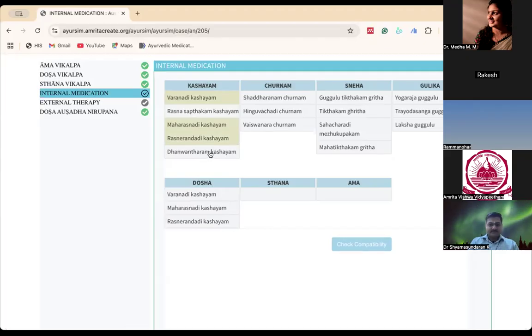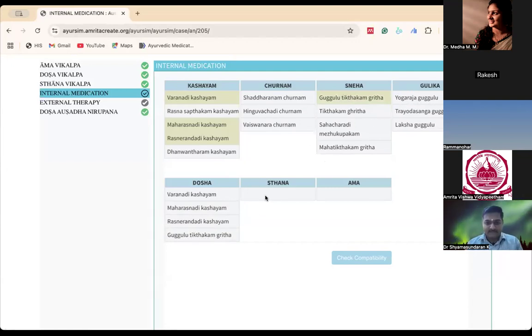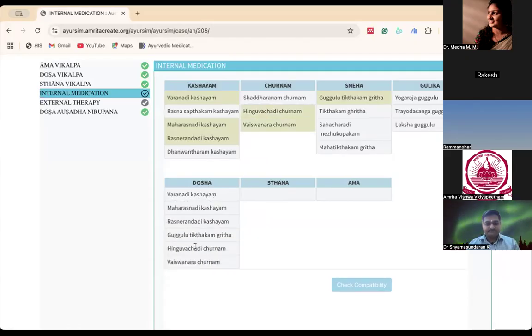So from the dosha tab, you are supposed to select. So you have a set of medicines in the dosha tab now. So after having selected all of that, only the sthana tab will work. So now you have a whole list of medicines here. And from here, you have to choose.